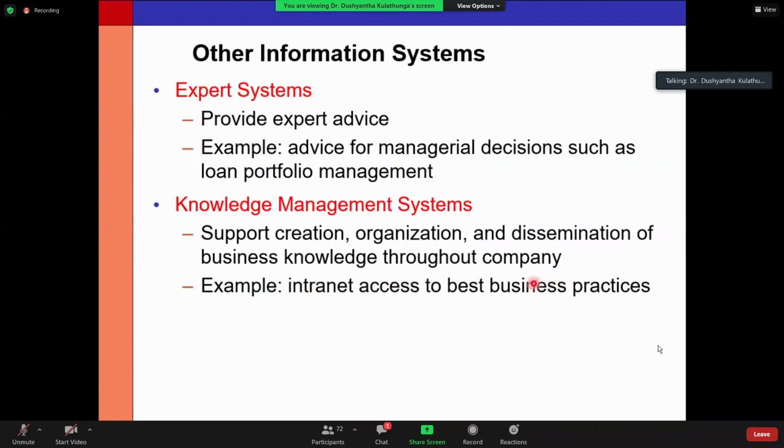So where can we store it? We can store it in the intranet so that others can access it whenever they want. They can store the particular knowledge within a particular knowledge base so that employees within the organization can access it utilizing the intranet. And also we can disseminate it.